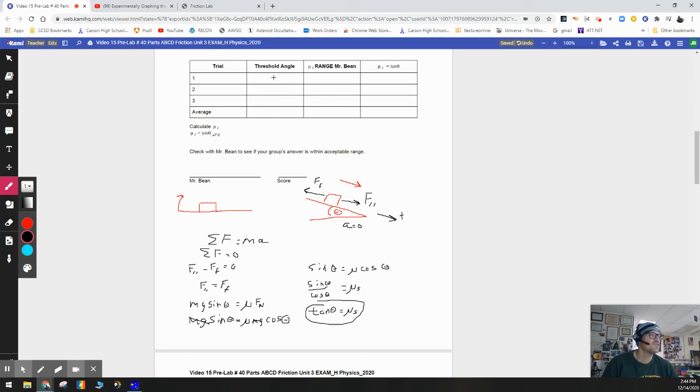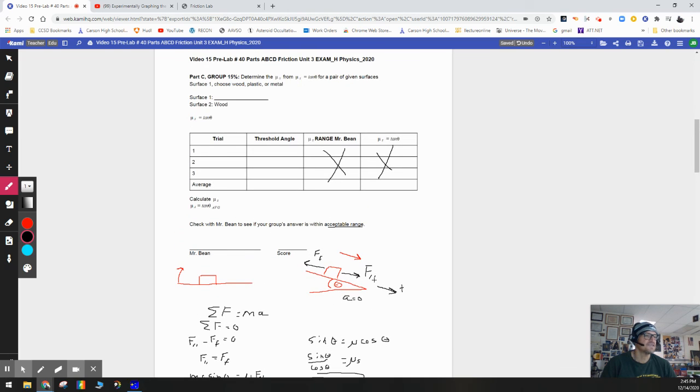I find the threshold angle. You could do it 3 times and get the average value, but this part here we can probably skip, and you only want to calculate it 1 time. Then I'm going to give you a range of values, so your answer hopefully falls within the acceptable range here. So this is how you're going to do part C.